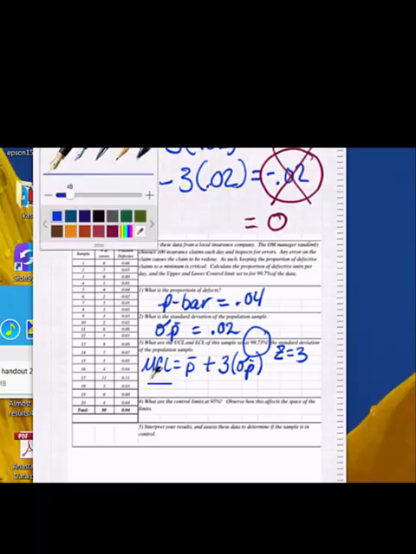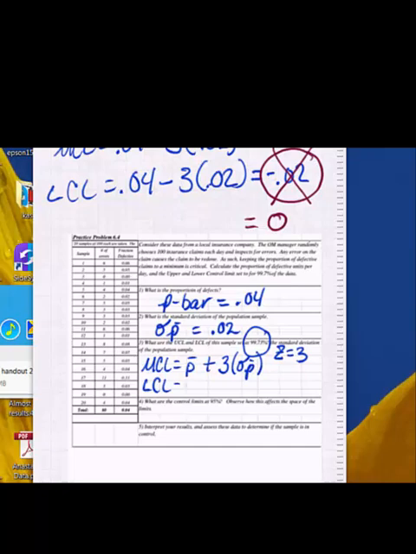Let me just write down here, LCL is going to be P bar minus 3 times the standard deviation of P bar, and that is going to equal, I'm going to erase this so I have a little more space. It's going to equal 10 on the top and 0 on the bottom, 10% of defects and 0 on the bottom.